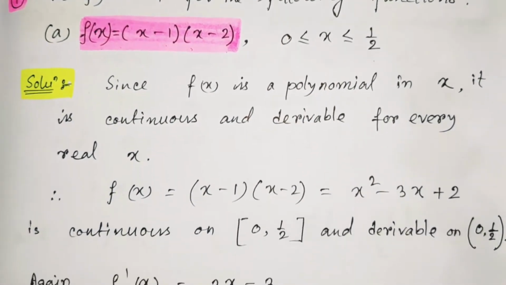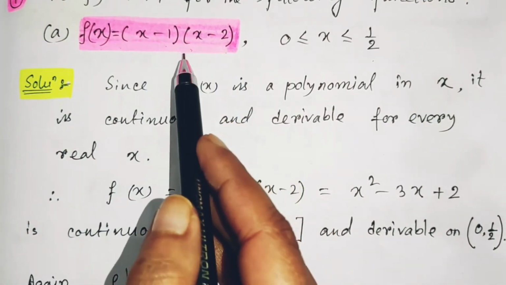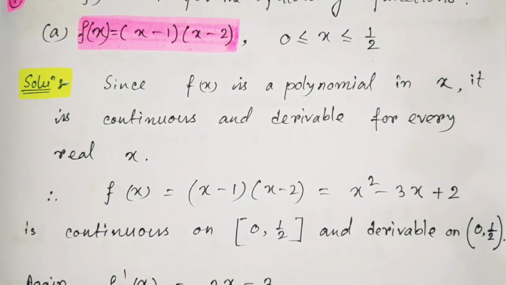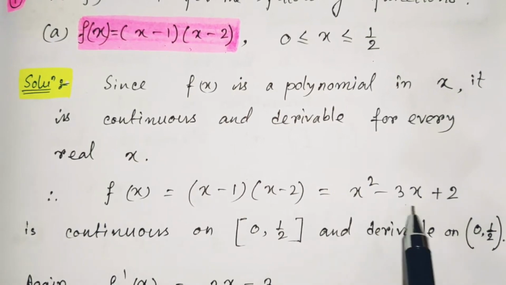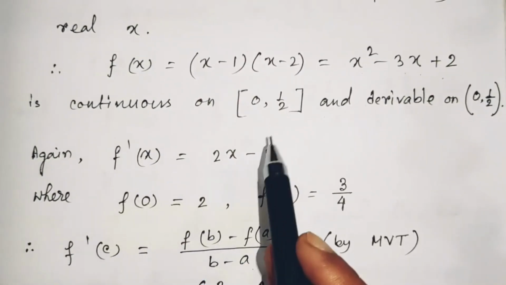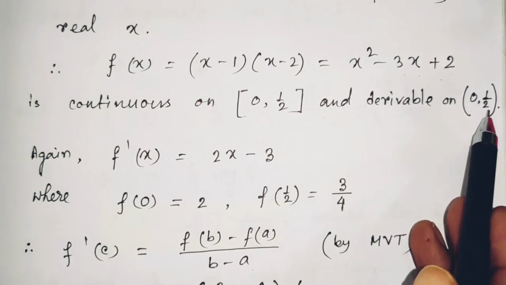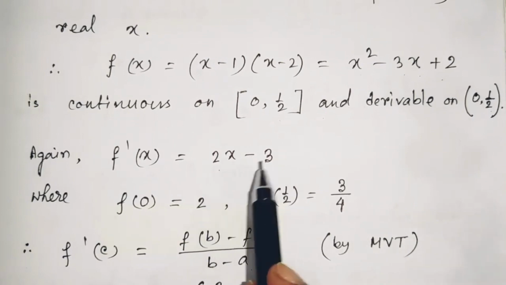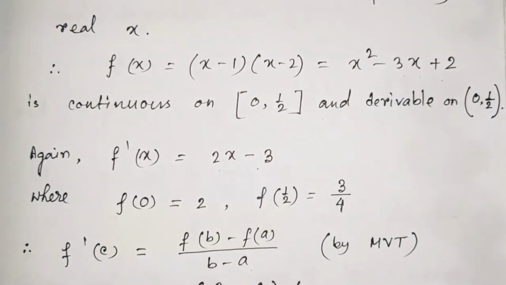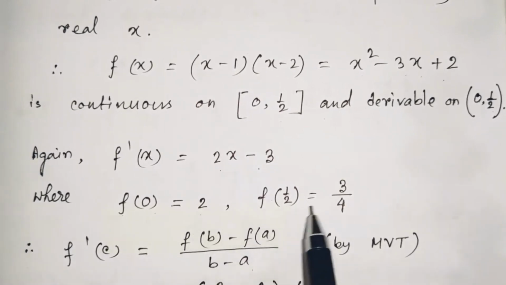So the given function is definitely a polynomial function. As it is a polynomial function, it is continuous and differentiable everywhere for real x values. So the given function f of x is x square minus 3x plus 2, and it is continuous within the interval 0 and half, and definitely differentiable on the open interval 0 and half. Again, the derivative of the given function is 2x minus 3.